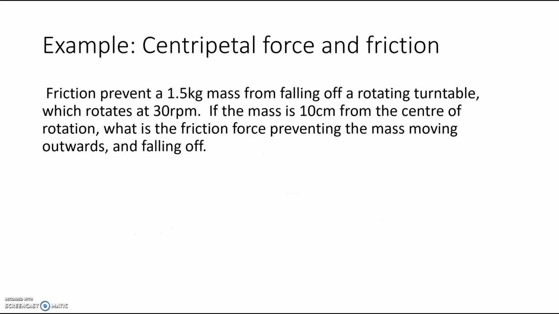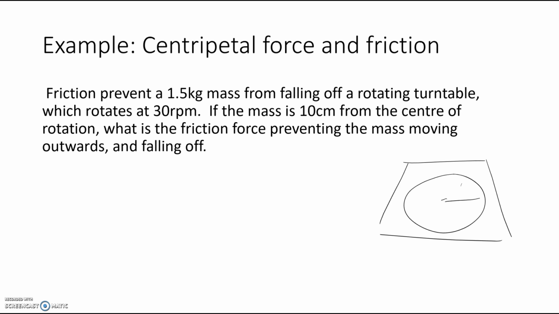And as an example, we've got a 1 kilogram mass going around on a turntable, and friction is holding it in, going around that way. Find the friction that's preventing the mass from falling off as it's going round.